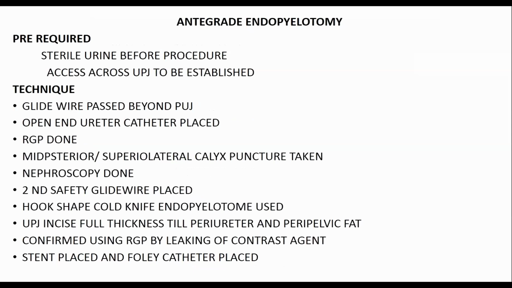Coming to the antegrade endopyelotomy, the prerequisite is that we should always have a sterile urine culture before doing the procedure, and access across the UPJ should be well established. The technique is that a glide wire is passed beyond the UPJ, an open-end ureteric catheter is placed, and RGP is done. A mid-posterior or superior lateral calyx puncture is taken. A nephroscopy is done. A second safety guide wire is placed. A hook-shaped cold knife endopyelotome can be used.